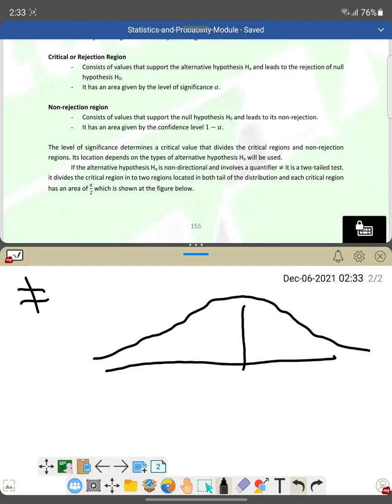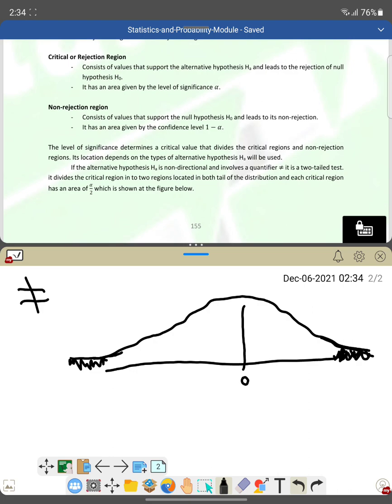So this is your 0. When we say two-tailed, that means the tails are located on both sides, the left and the right. This also means that the rejection region is located on the left and also one to the right.